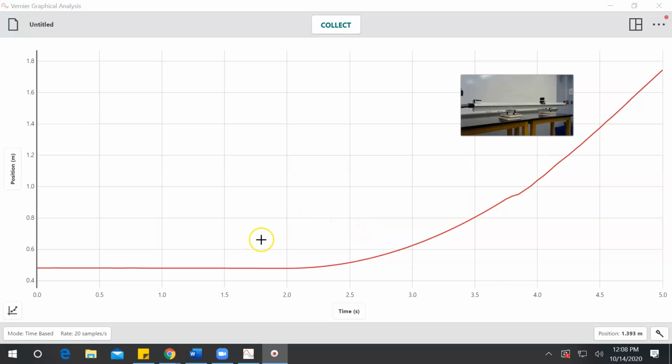So this is a good example to show how a position time graph is different for a constant velocity object compared to an object that is accelerating. So this is kind of our introduction to knowing how we can recognize an object accelerating by looking at a position time graph. We should have a slope that is changing, or the slope is not constant.